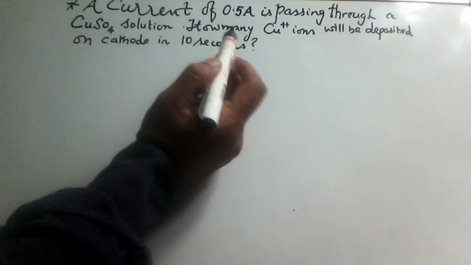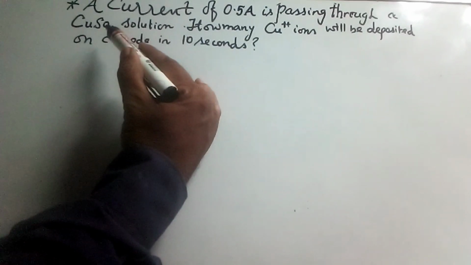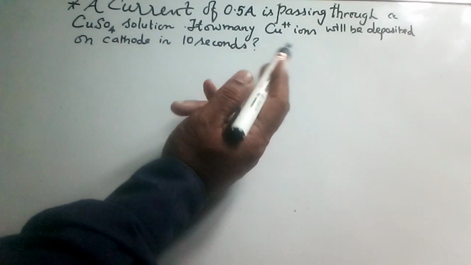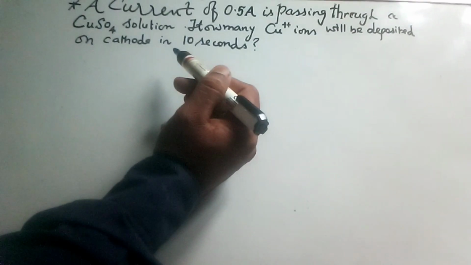A current of 0.5 ampere is passing through a CuSO4, that is copper sulfate solution. How many Cu²⁺ ions will be deposited on the cathode in 10 seconds?